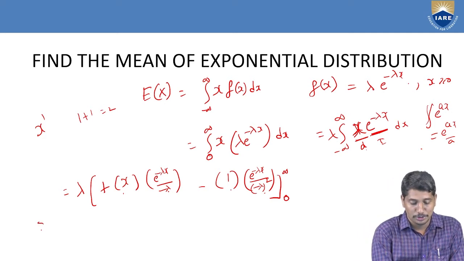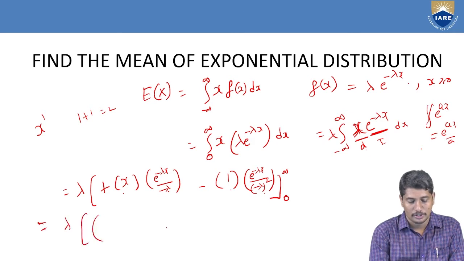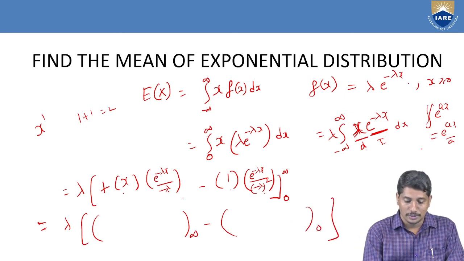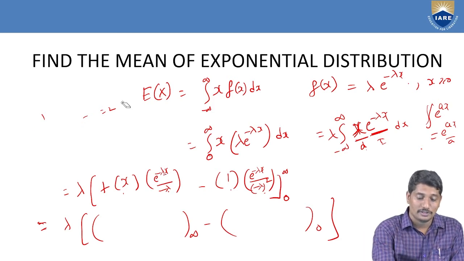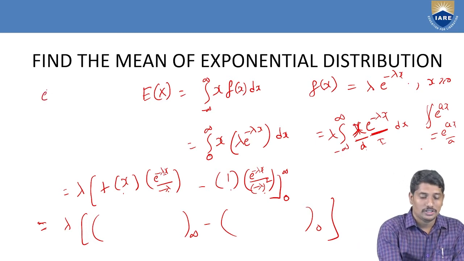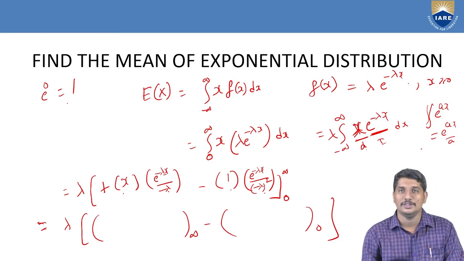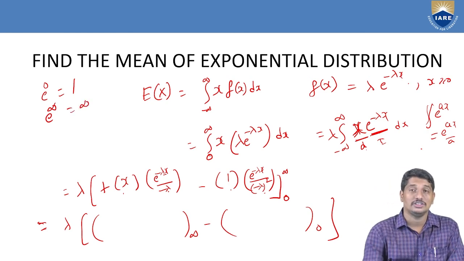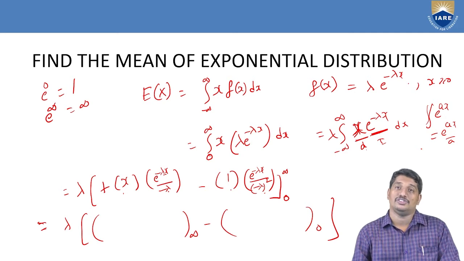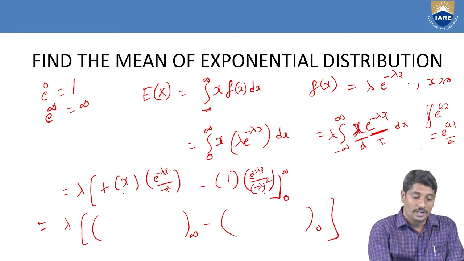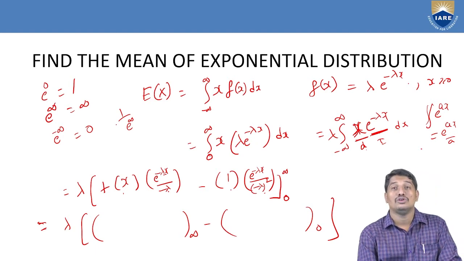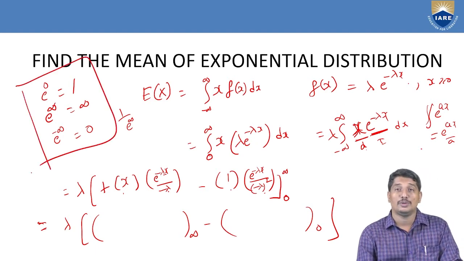Now let us substitute the limits. That means we are going to substitute the upper limit infinity minus the lower limit 0 into the x value. When you substitute the upper limit here, you have to remember a few important formulas. E power 0 is always 1, anything power 0 is 1. But what is e power infinity? E power infinity is always infinity, because e power x is an increasing function and it is unbounded. And e power minus infinity will be 0, because it is the reciprocal of e power infinity. So remember: e power 0 is 1, e power infinity is infinity, e power minus infinity is 0.